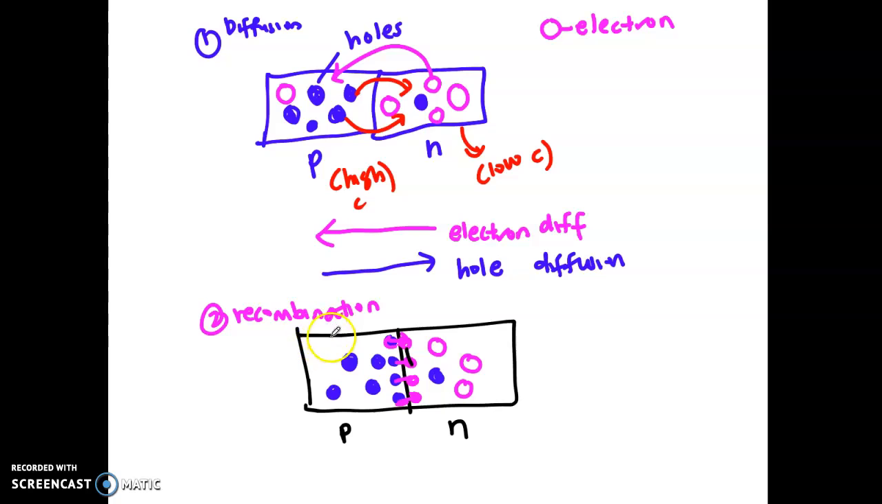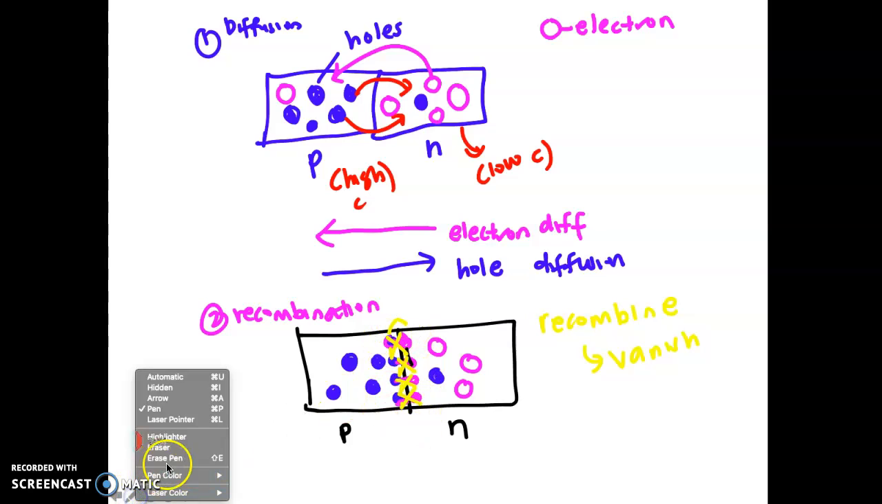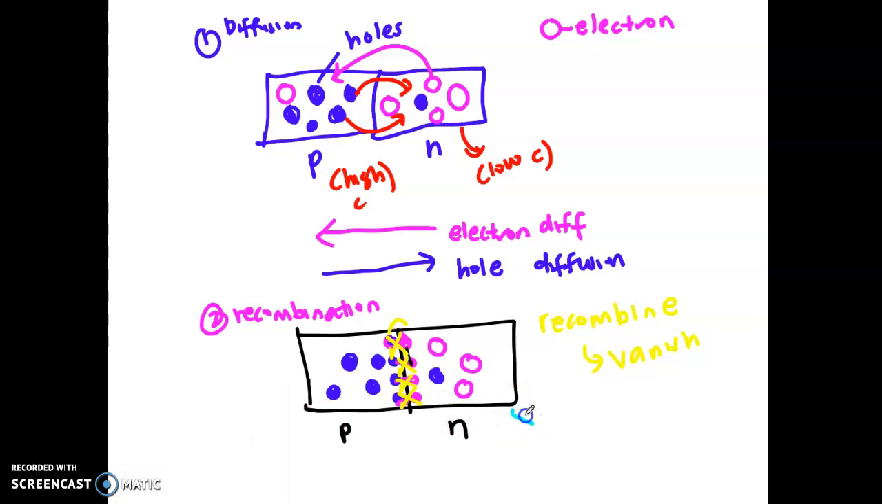Okay, so when the diffusion happens, the electron and hole start to meet at the junction. When they meet at the junction, they will recombine and vanish. So that means there will be no more electron and hole at the junction. If I withdraw this one, there will be no carrier inside. They combine and vanish.